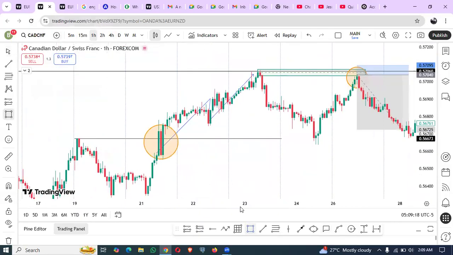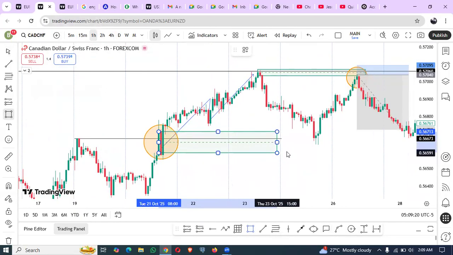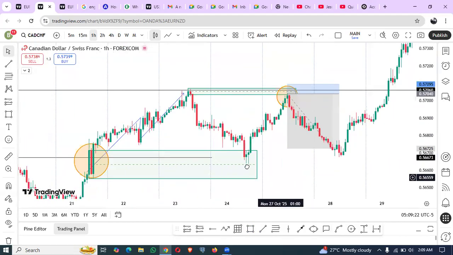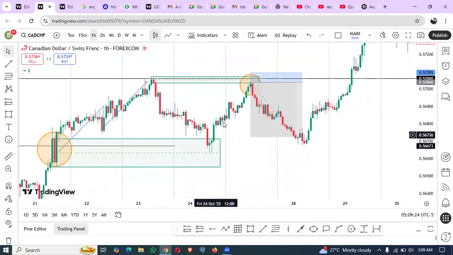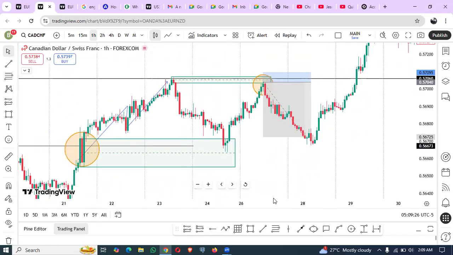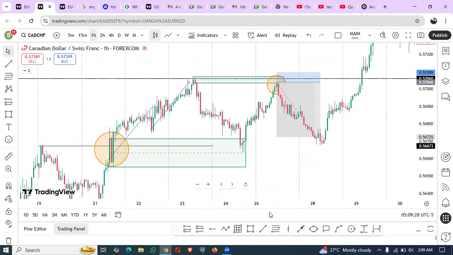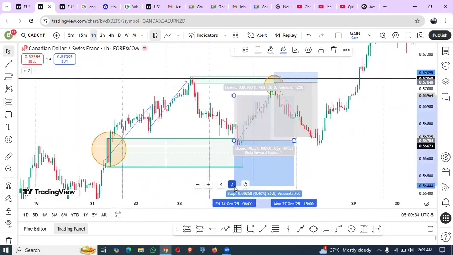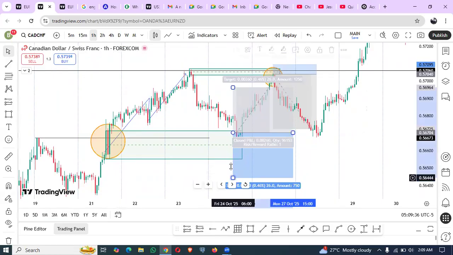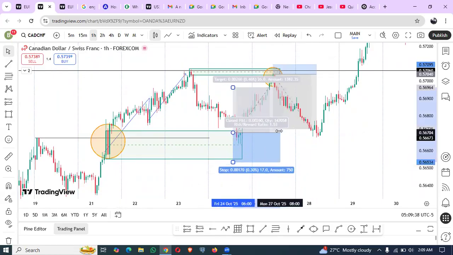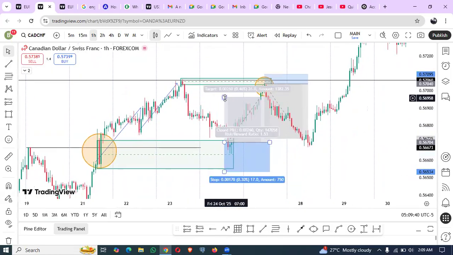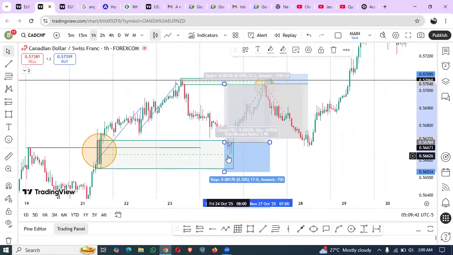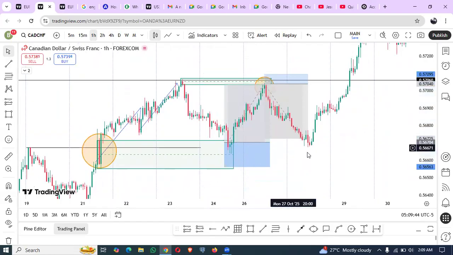What do you do? You mark it, extend it to the future. That's it. Then you go long here, and here, and here. SL below this one. This one gives you much. SL below this one, good. That's a 1 hour trade. Okay, not a bad one.